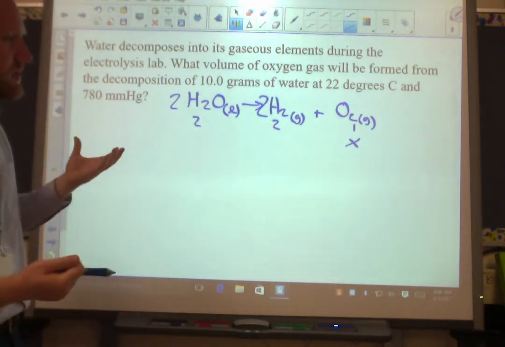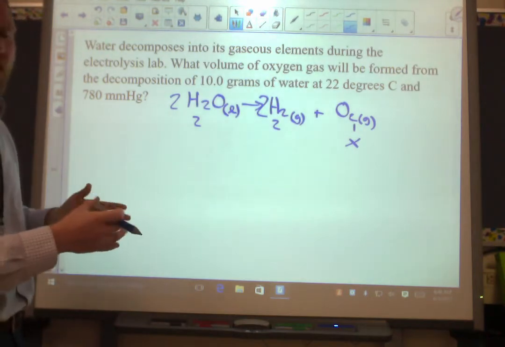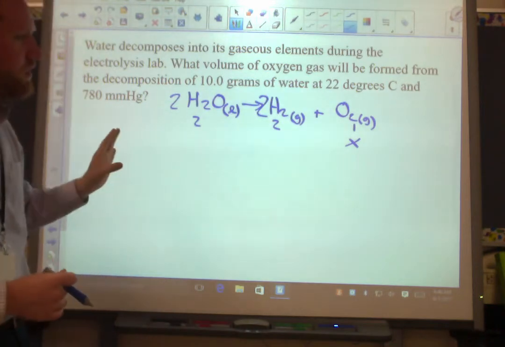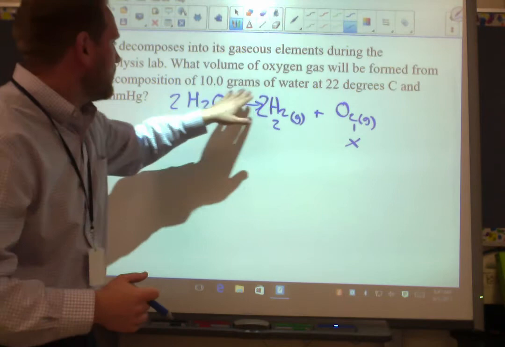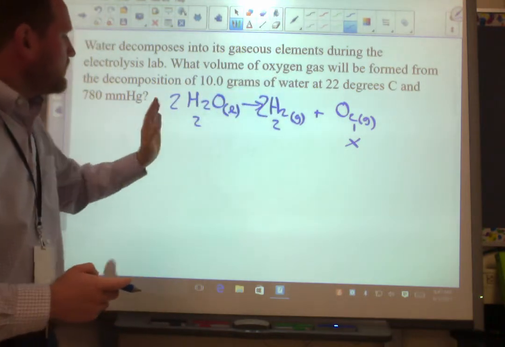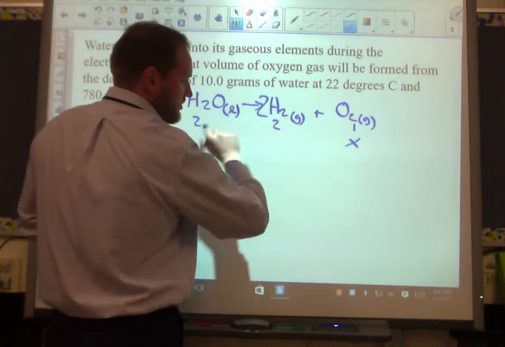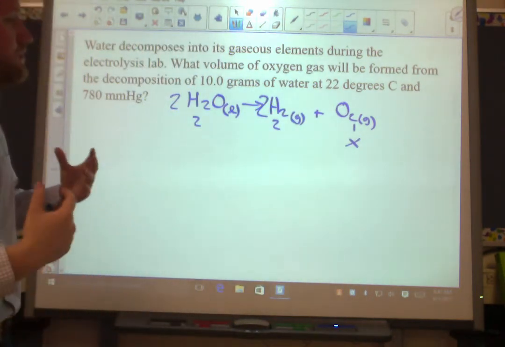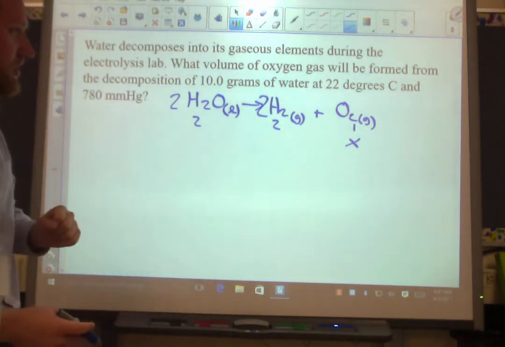So this, I could tell, is going to be a gas stoichiometry problem, and these always revolve around moles. Stoichiometry revolves around mole ratios. So we need to find the moles of water. Once we find the moles of water, we'll plug that in right here. Then we'll take our mole ratio to go to moles of oxygen. And then from there, we're going to use Pivner, PV equals nRT, to find the volume of oxygen gas.